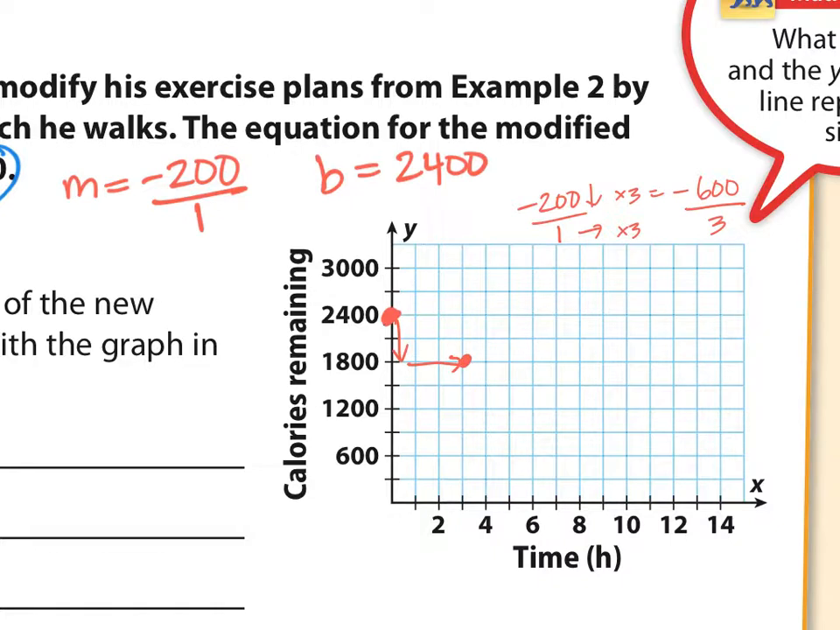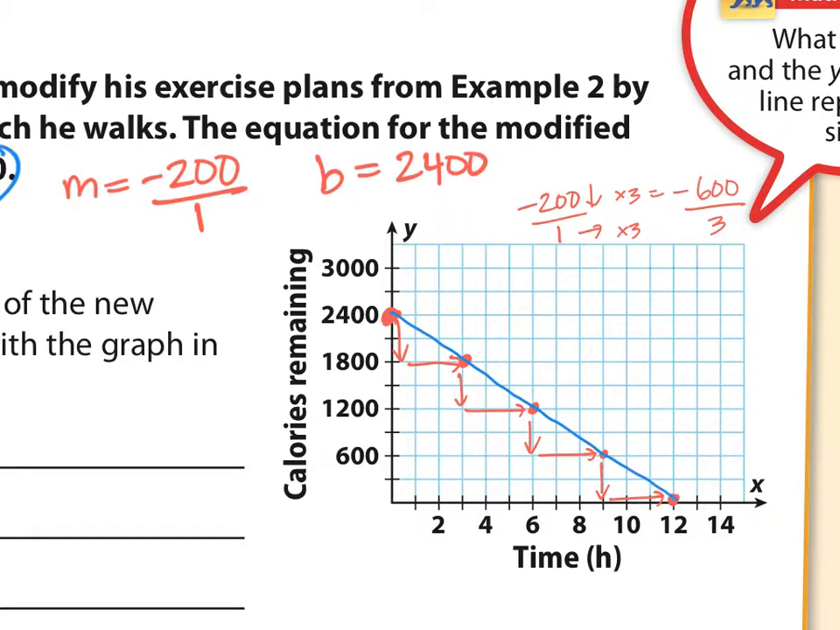So I end up with that point. Then if I go down 600 again and over 3, I end up there. Down 600 and over 3, there. And then down 600 and over 3, I end up here. This is one way for you to show it using your slope. And this is all on a single line.